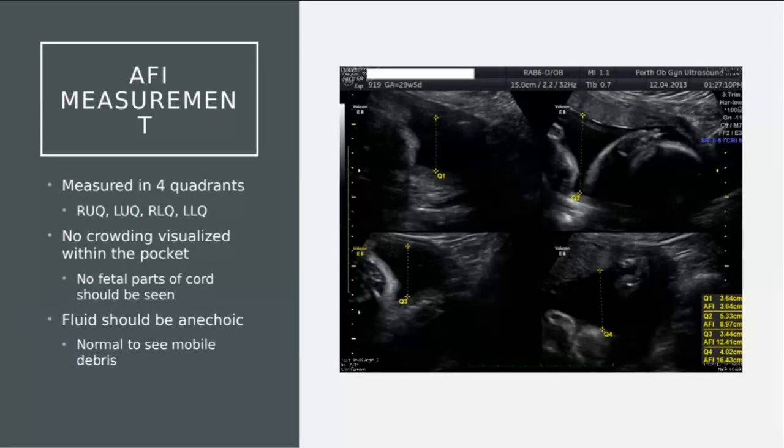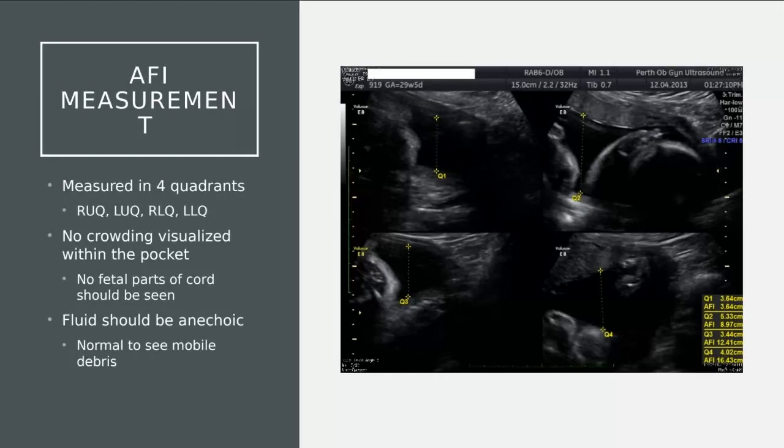We're putting color on, so this picture wouldn't pass at Women and Infants. You need to put color on to prove that there's no cord there. And our fluid should be anechoic. We sometimes can see a little bit of echogenic debris floating around, but we don't want to see the whole pocket totally echogenic, right? So a little bit of debris in one of the pockets is totally fine.